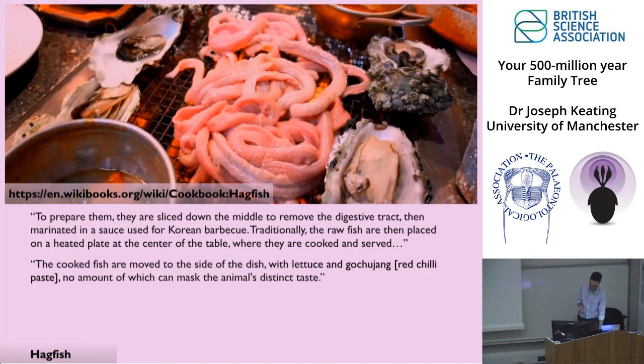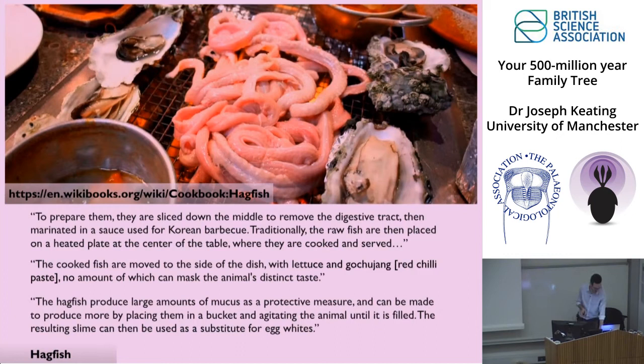And even worse than that, the hagfish produce large amounts of mucus as a protective measure and can be made to produce more by placing them in a bucket and agitating the animal until it is filled. The resulting slime can then be used as a substitute for egg whites. I'm yet to make a hagfish meringue, but it's on the menu.